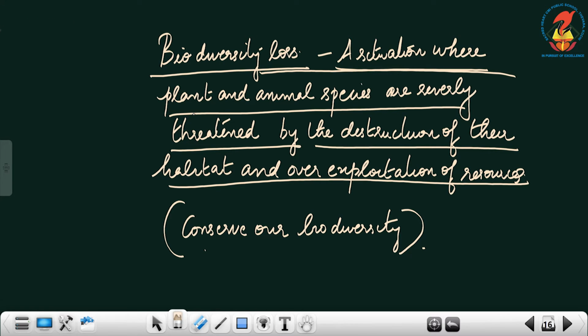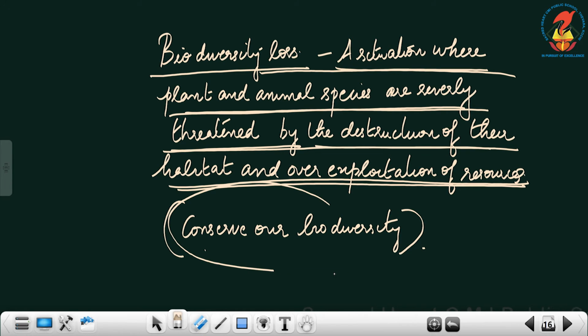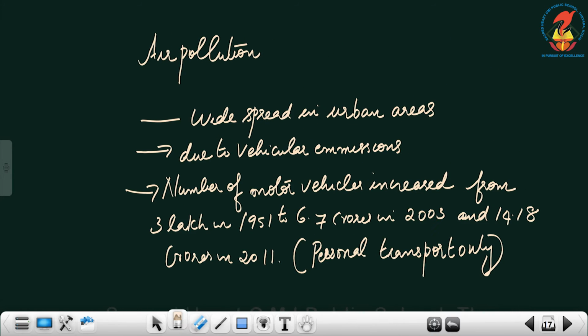It is a situation where plant and animal species are severely threatened by the destruction of their habitat and overexploitation of resources. Therefore, it is a duty of each and every human being to conserve our biodiversity.